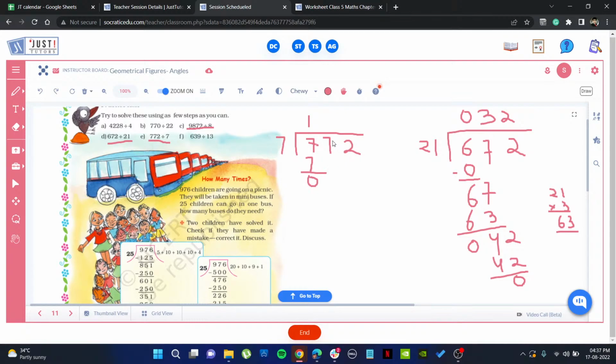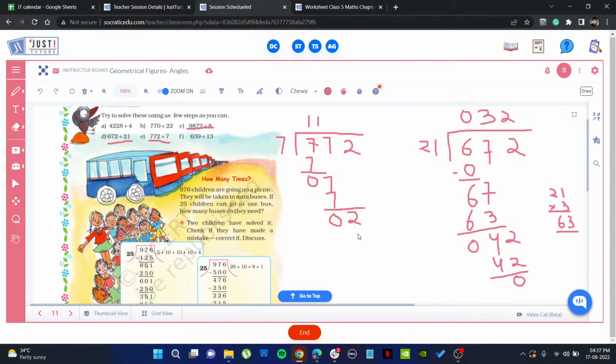Now the next step is to bring it down. We will bring down the next number, which is 7. So we will bring this 7 down right here. So here again we need to divide this 7 by 7. So therefore we should times it by 1. So 7 times 1 gives us 7. 7 take away 7 will be 0. So now our next step is to bring it down, and what will we bring down? We will bring down 2.